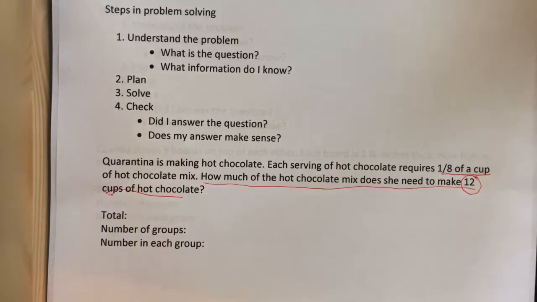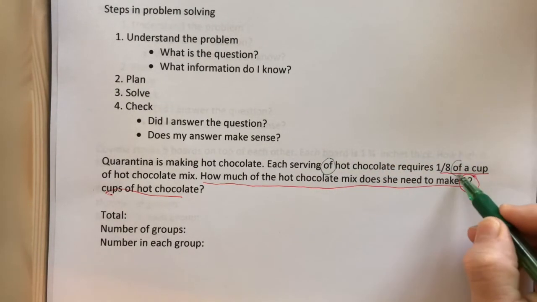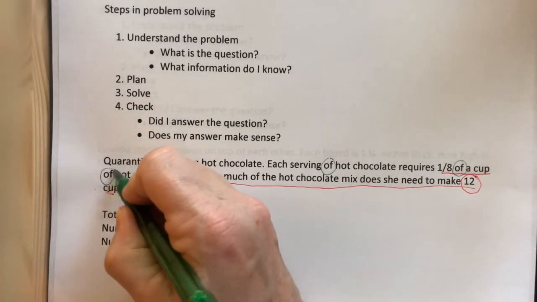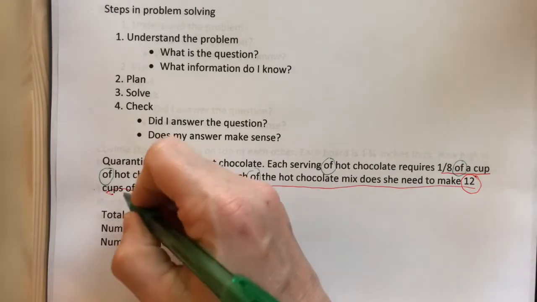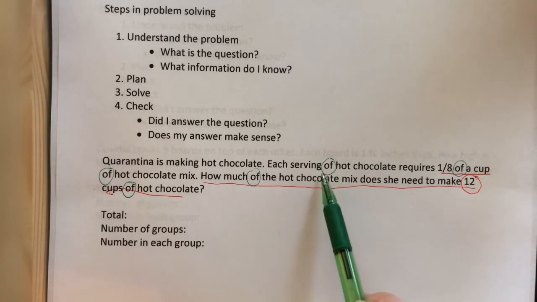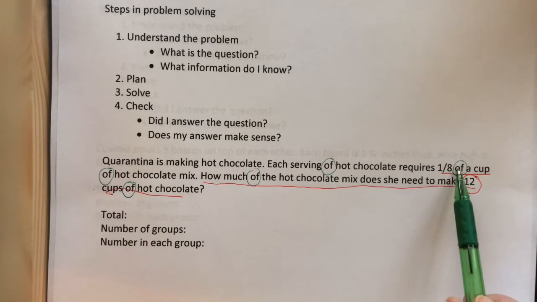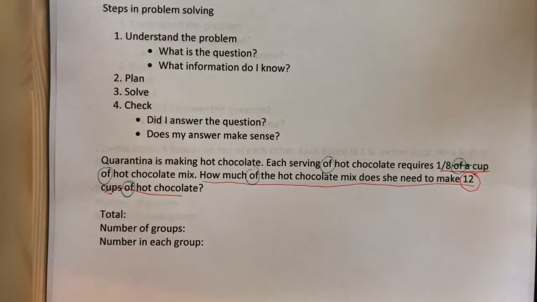All right. Now, we often look at our keywords to tell us what we're going to do, whether we will add, subtract, multiply, or divide. So we've got of, we've got of, we've got of. There are so many ofs in this problem, I don't know if that's going to help me or not. Look, each serving of hot chocolate, 1/8 of a cup, you're really not going to use that because that's just like saying 1/8 cup. So these of words may or may not help us.